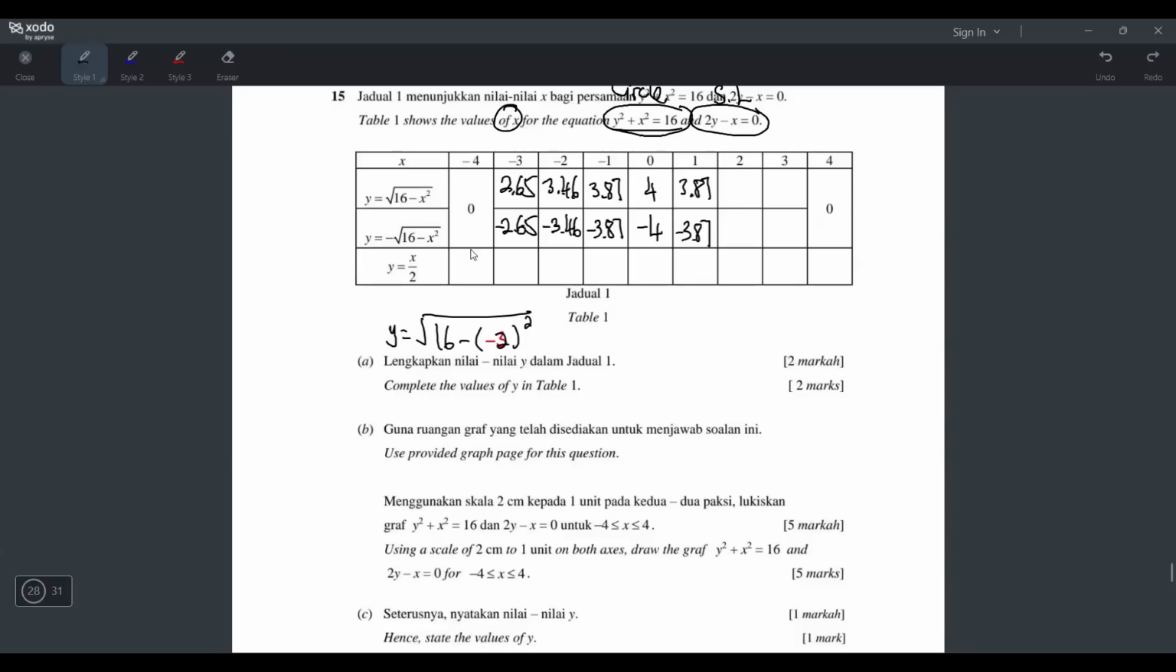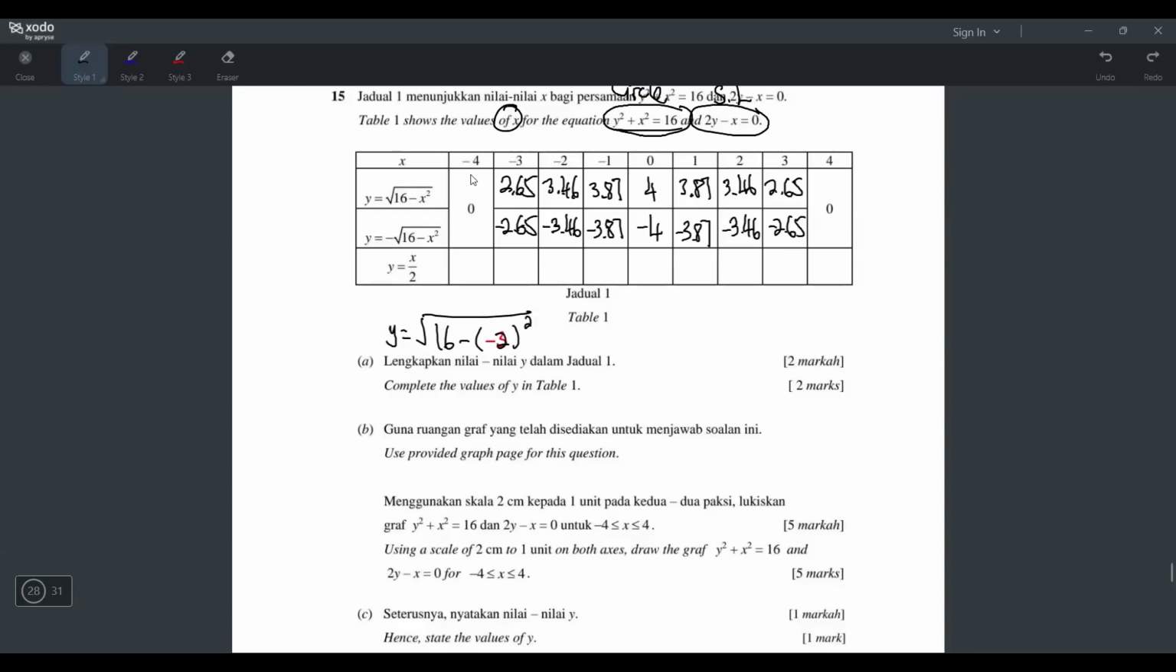Yeah, because when you sub 2 here, you square, you get 4, right? But if you sub negative 2 square, also you get 4. So let's just copy from here. 3.46, negative 3.46. And then when you sub 3, you press, you will get the same as this. 2.65, negative 2.65. And I already explained just now why this one you just put negative. It's because this one is the same thing as this. It's just that the negative, you have to change the sign of the answer.